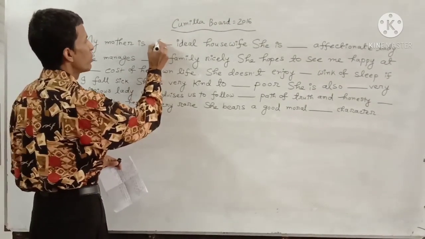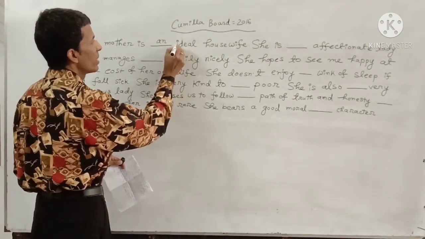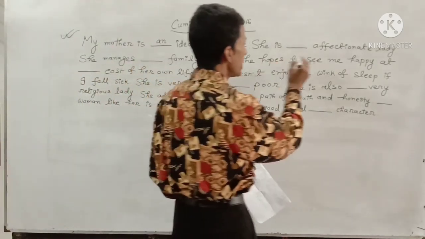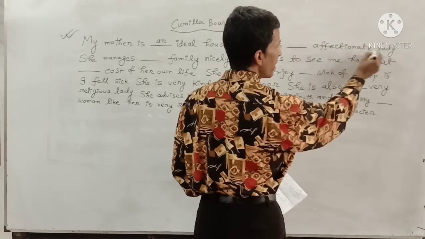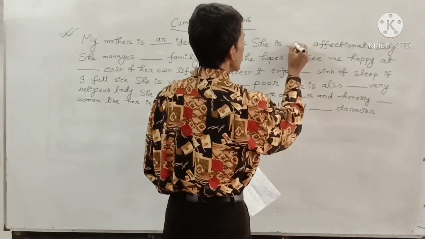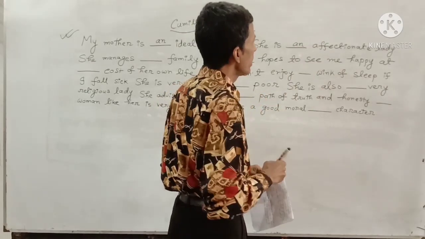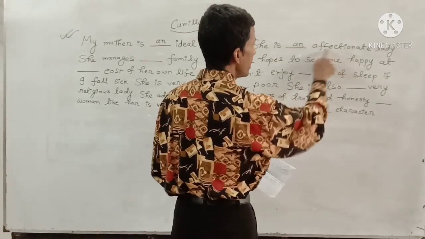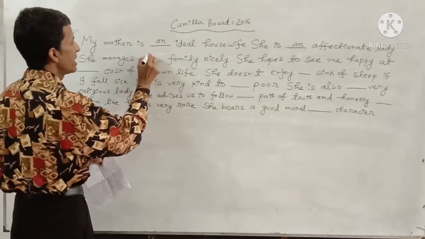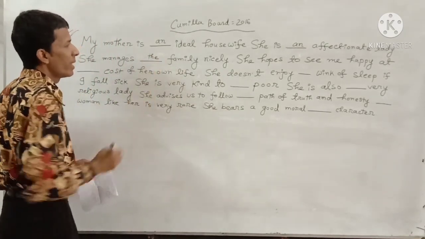My mother is an ideal housewife. Here you will have to write an, because I is a vowel. In the next sentence, she is an affectionate lady. Here adjective and noun are used side by side. As a result, you will have to use an. Another reason is that the adjective starts with a vowel. In the next sentence, she manages the family nicely.